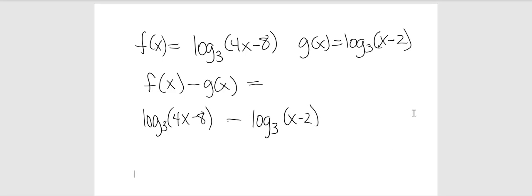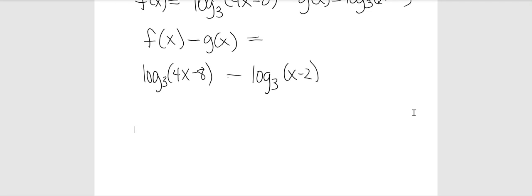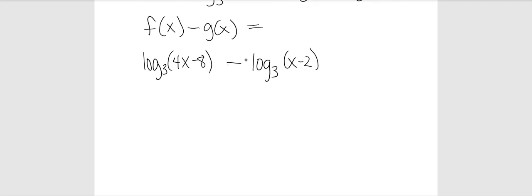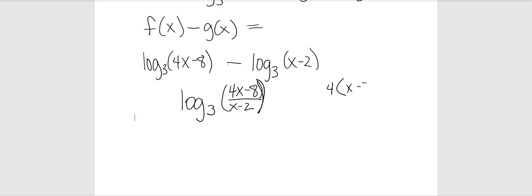Since they have the same base, we can go ahead and apply the property that when we're subtracting and they have the same base, this turns into a division problem, 4x minus 8 divided by x minus 2. So we would simplify that to log base 3 of 4x minus 8 divided by x minus 2. We would try to simplify that if possible, so we can factor out the 4 in the numerator, making that 4 times x minus 2 divided by x minus 2.